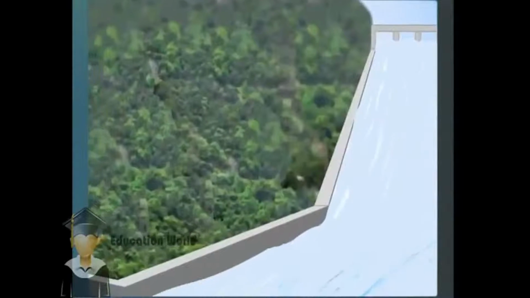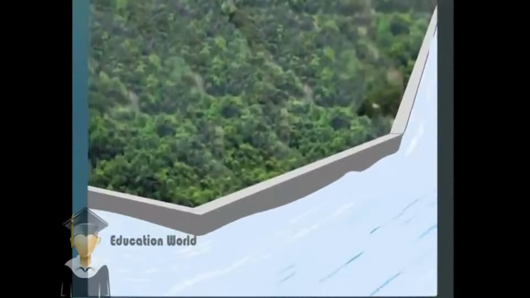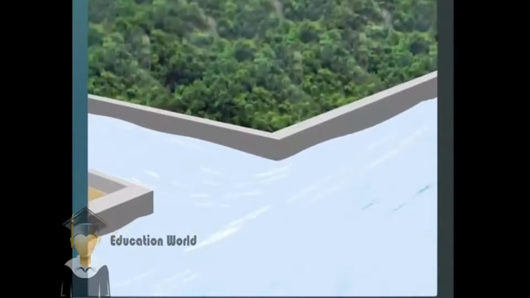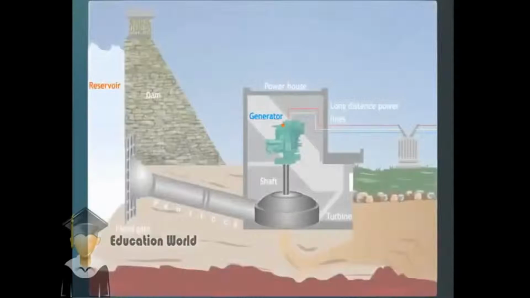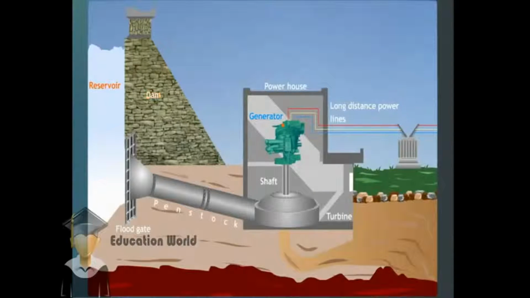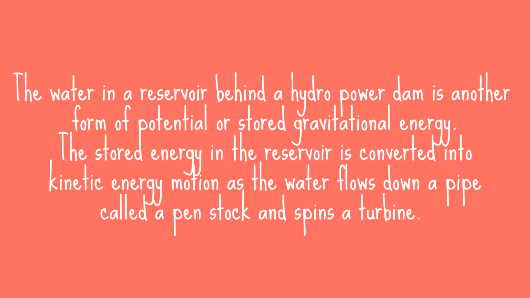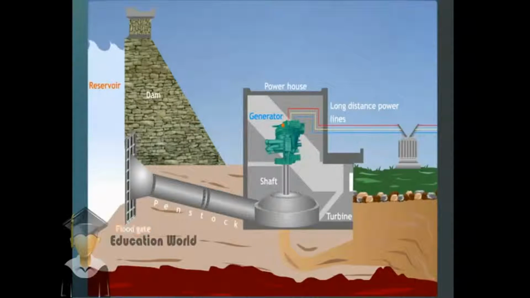In a hydroelectric power plant, electricity is produced from water. A dam is built across a large river to hold back the river water and raise its level to form a reservoir. At the bottom of the dam, there is a floodgate.